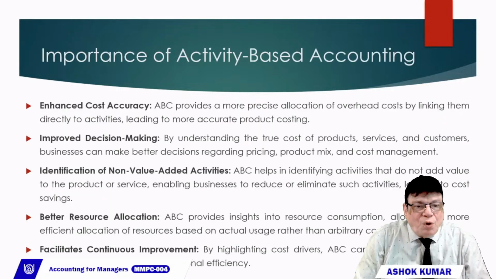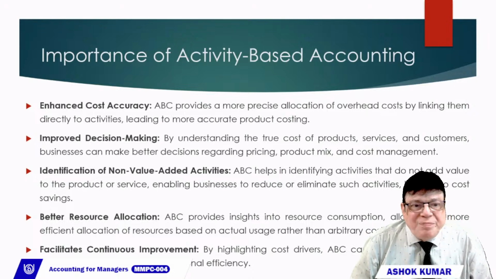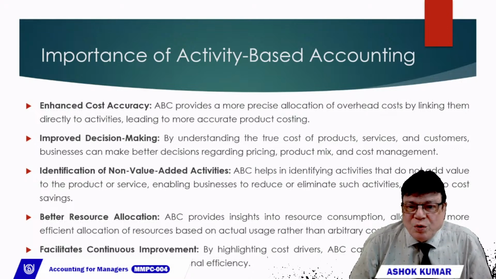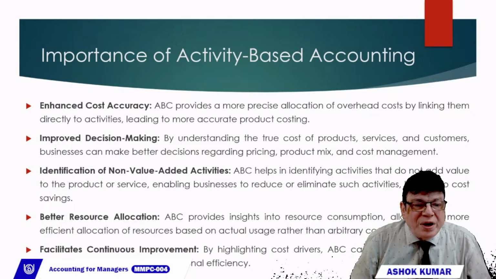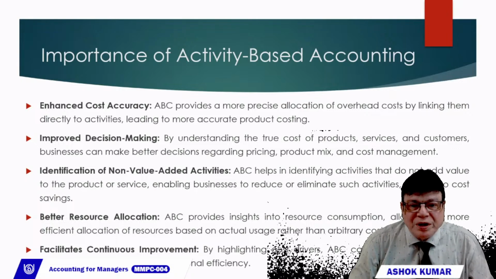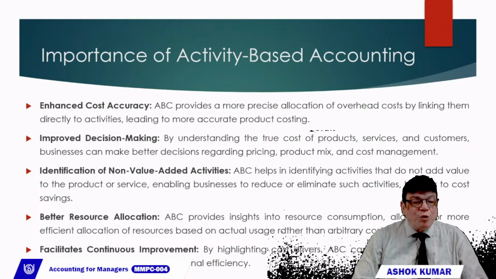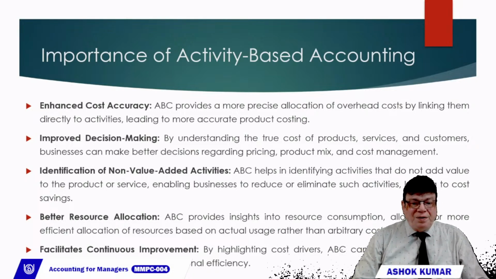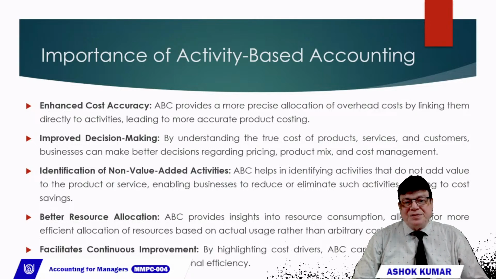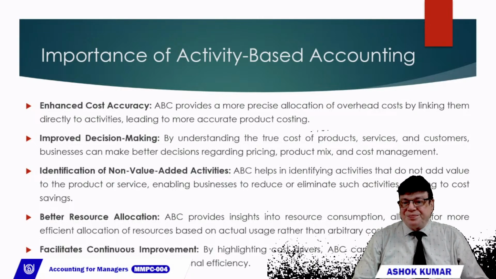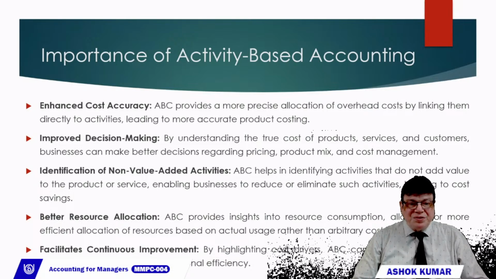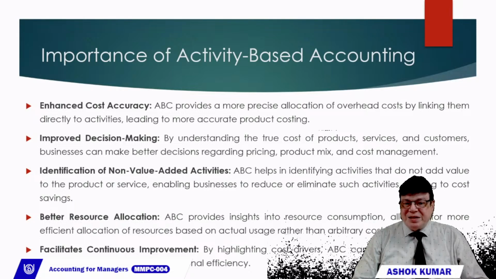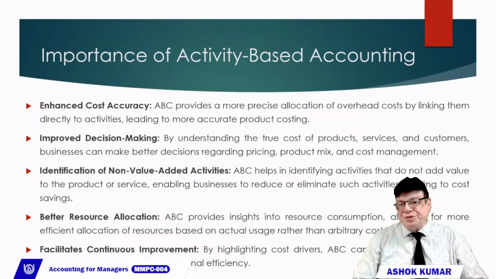Now, enhanced cost accuracy. Activity based costing provides a more precise allocation of overhead costs by linking them directly to activities, leading to more accurate product costing. Improved decision making: by understanding the true cost of products, services, and customers, business can make better decisions regarding pricing, product mix, and cost management.